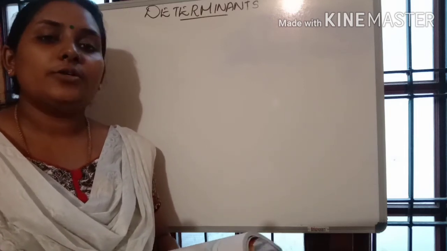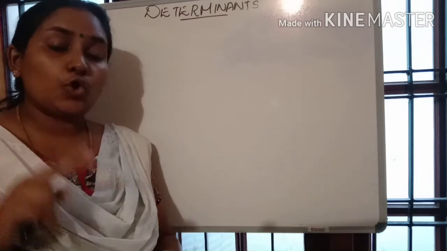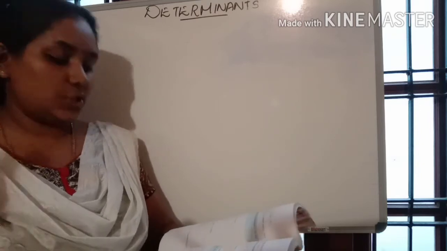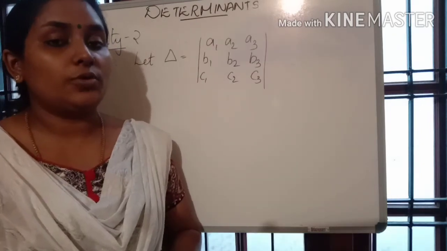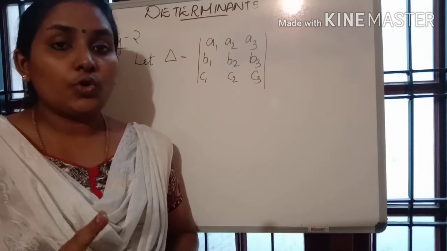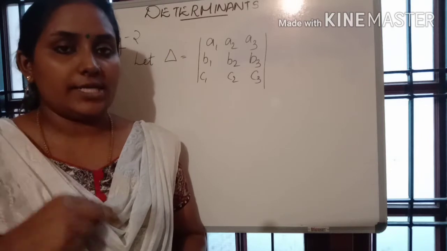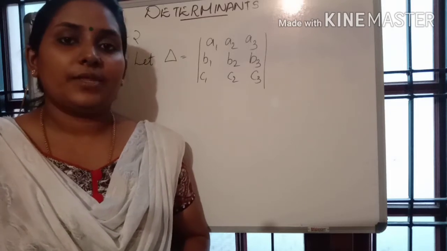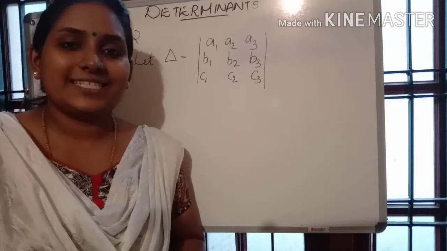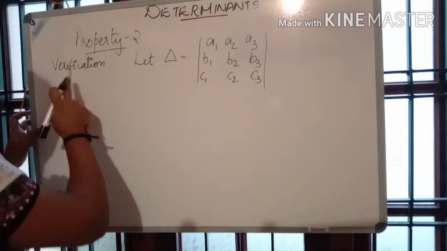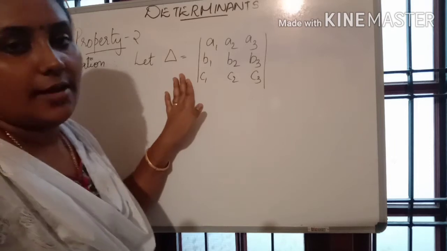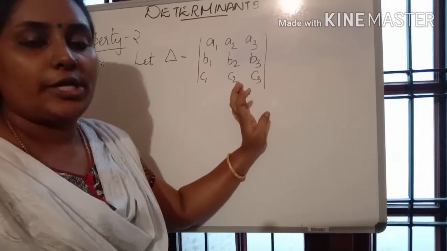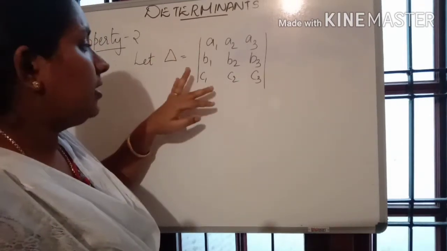Property number 2 is that if any two rows or columns are interchanged, then the sign of the determinant is changed. Property number 2, that is, if two rows or two columns are interchanged, then the sign of the determinant will be changed. Let us see some examples. Here is the determinant A1, A2, A3, B1, B2, B3, C1, C2, C3. Here I am going to interchange the first row and third row.